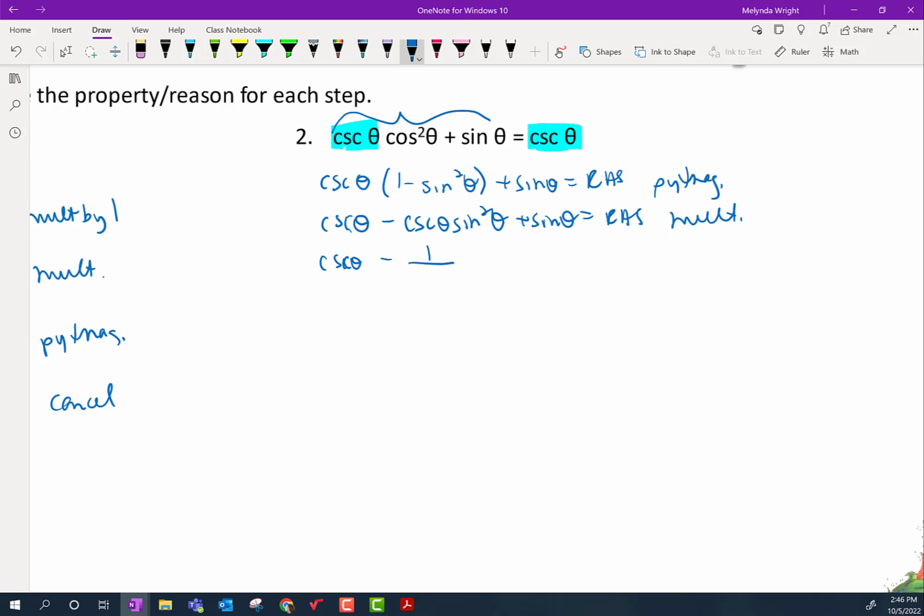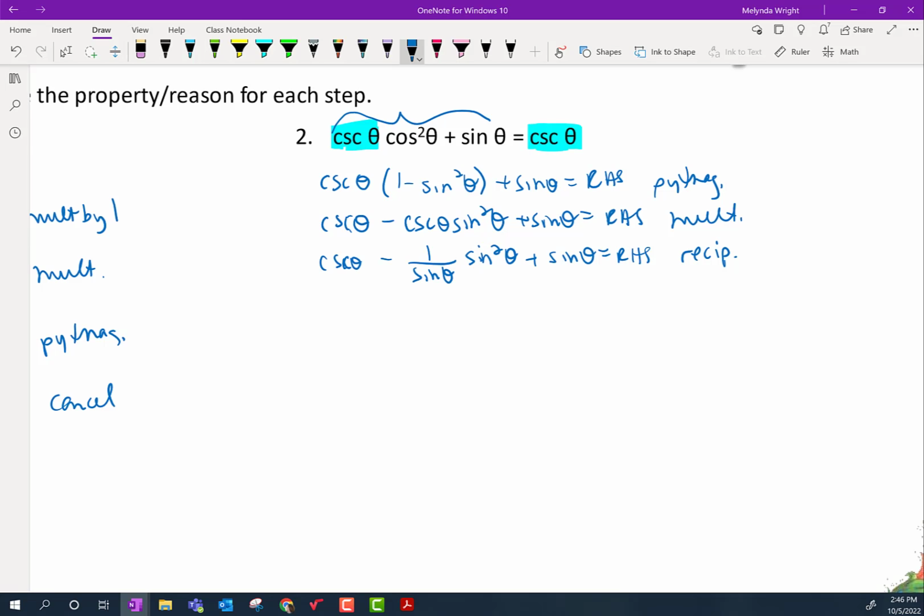As we have talked about before, as long as you don't make a trig mistake or an algebra mistake, you can't go wrong. It may take you more steps than someone else, but it doesn't really matter. All right, so that is reciprocal.